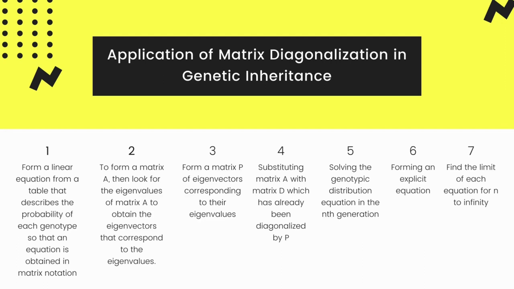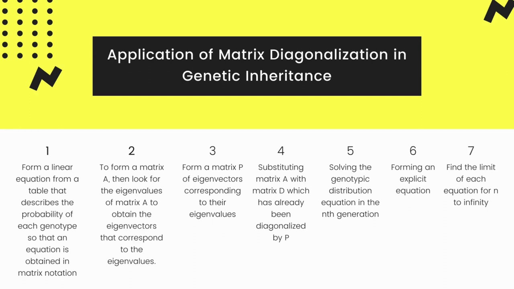To investigate the application of matrix diagonalization to genetic inheritance up to the nth generation, we use the following solving steps. The first one, form a linear equation from a table that describes the probability of each genotype so that an equation is obtained in matrix notation. Form a matrix A, then look for the eigenvalues of matrix A so that the eigenvectors corresponding to the eigenvalues are obtained. Form a matrix P of eigenvectors corresponding to their eigenvalues.